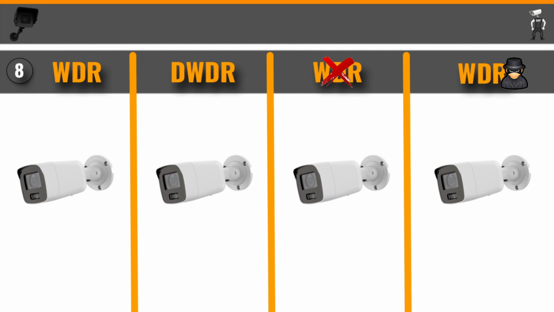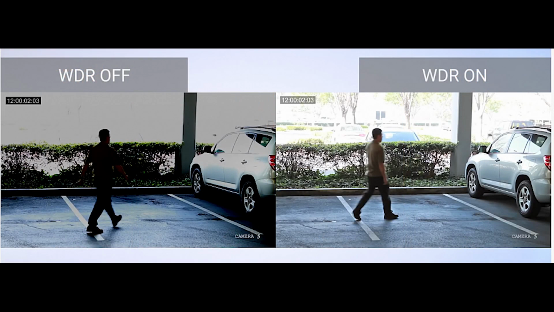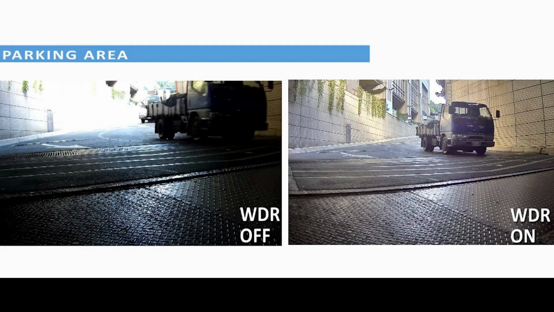9. CCTV cameras with WDR technology, with DWDR, without WDR, and fake WDR technology. WDR, or wide dynamic range, is a technology that improves the quality of filming in poor or inappropriate lighting conditions, as well as in situations where the camera lens is exposed to the light of the sun or flashlights.